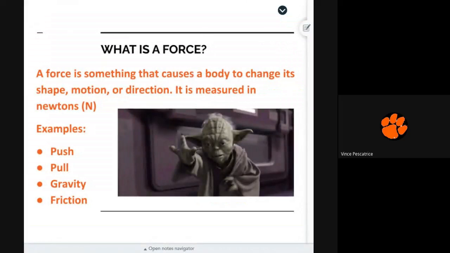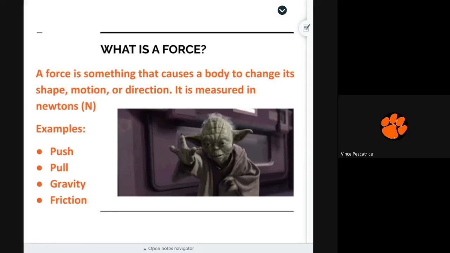So what is force? All right. Force is something that causes a body to change its shape, motion, or direction, and it's measured in a unit called newtons. Some of you might get the picture that I have down there. It's supposed to be a GIF, but it's not working, as I can see. Everyone says "use the force," like in Star Wars. It's a slang term in that movie, but it actually applies motion and a direction in the movie itself, so it actually does follow the definition.